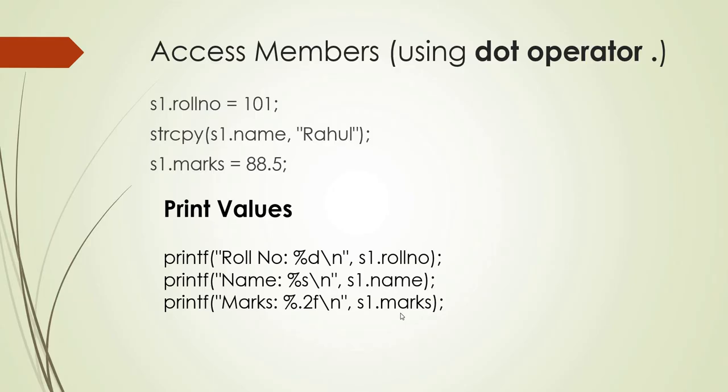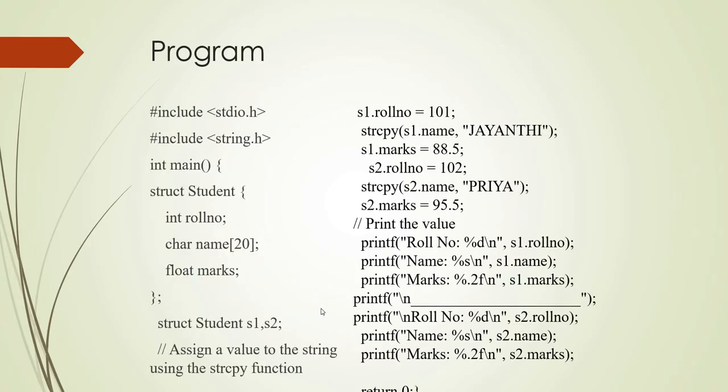The next comes the marks. Since it is a float data type, I am using the format specifier %f. Here, after the decimal point, I needed only 2 digits, so I have given %.2f. Okay, then this is the example program.